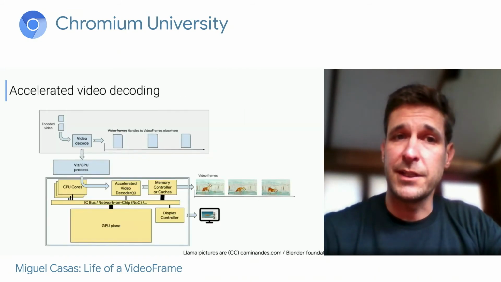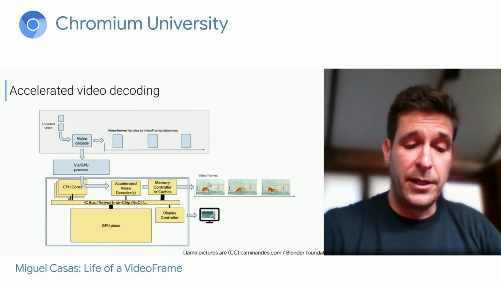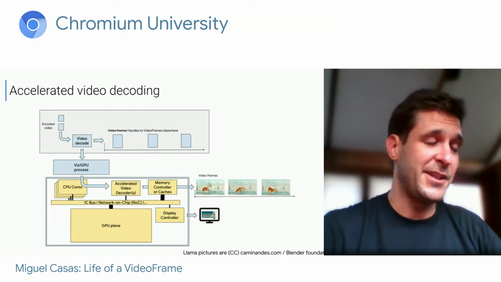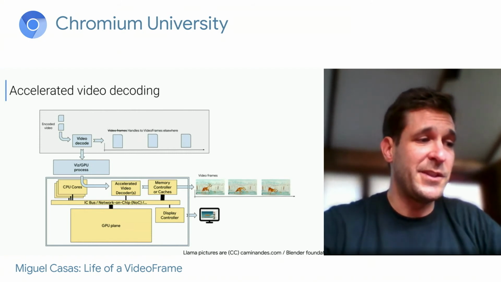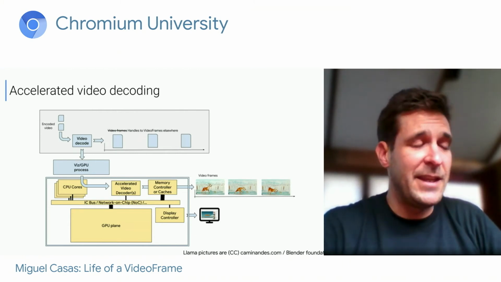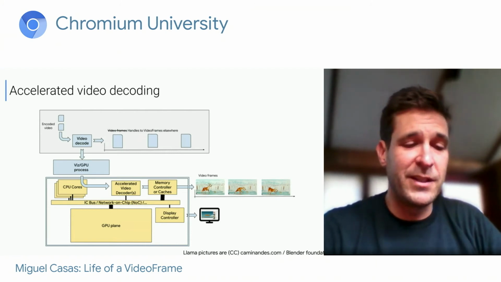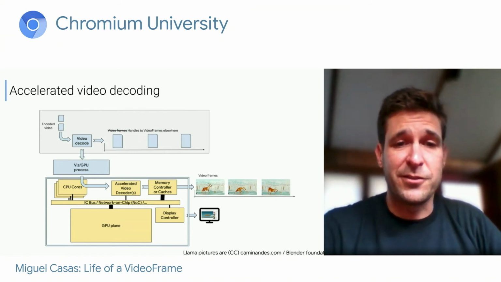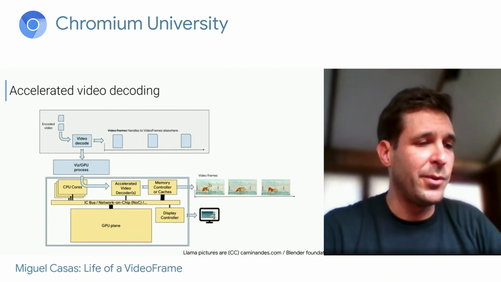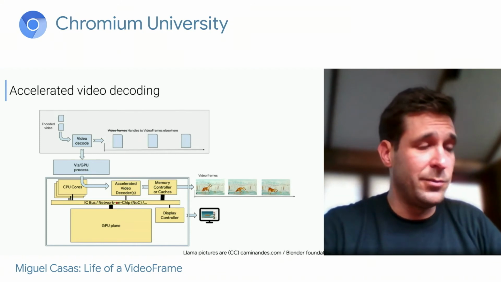So let's go to the next slide about accelerated video decoding. As we said, video decoding itself is a very computationally expensive process, especially on mobile devices, which usually have small cores and are battery powered, so power consumption is very important. For this reason, the system-on-chip manufacturers, people like Intel, MediaTek, and Qualcomm, provide accelerated video decoders, which is a piece of silicon.